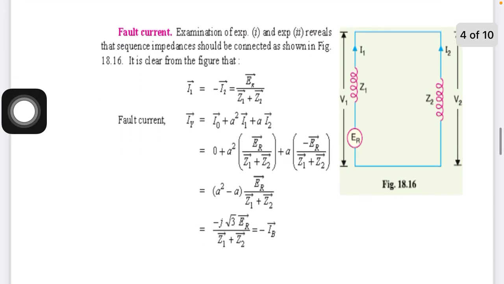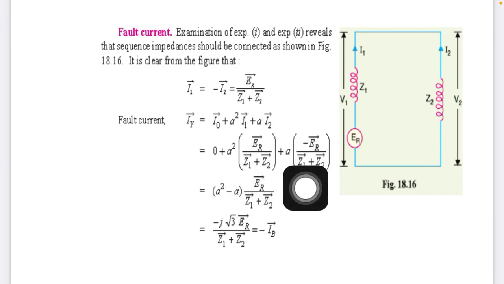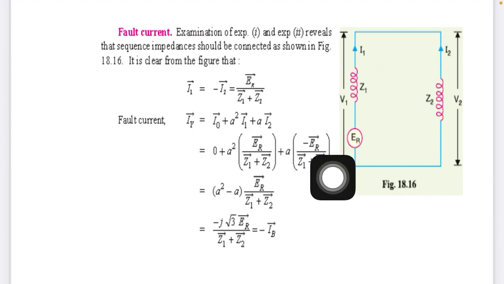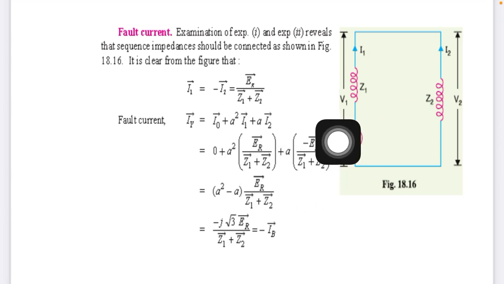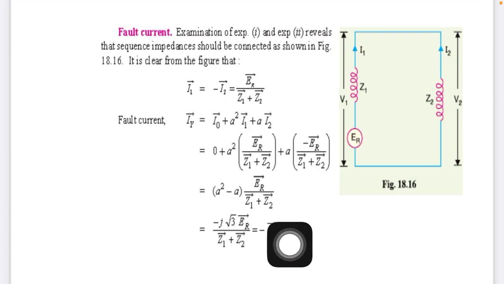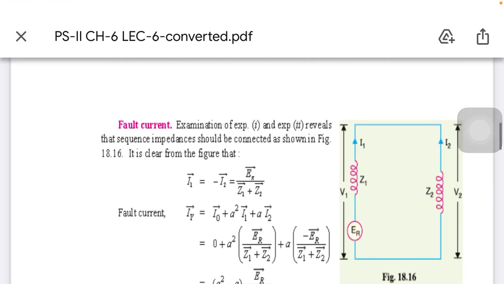So I write that Iy is equal to I0 plus a square into I1 plus a into I2. So 0 plus a square, what is I1? ER divided by Z1 plus Z2, plus a into I2, which is minus of ER divided by Z1 plus Z2. So a square minus a, taking the common term, we get this final equation. In case of three phase, we can write minus j root 3 ER divided by Z1 plus Z2 is equal to minus IB. So this is regarding the phase current, fault current, sorry.